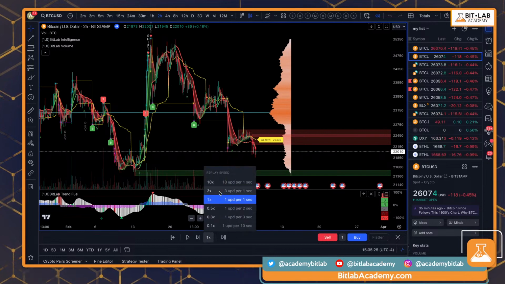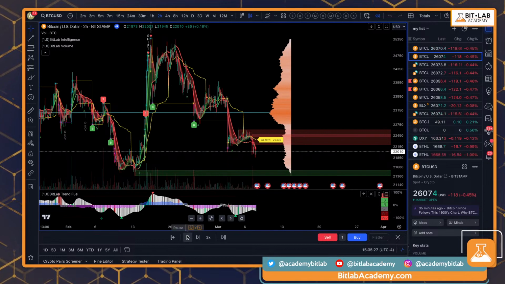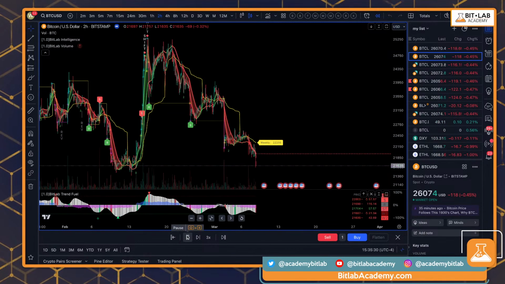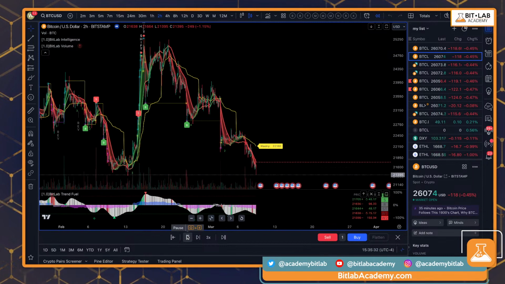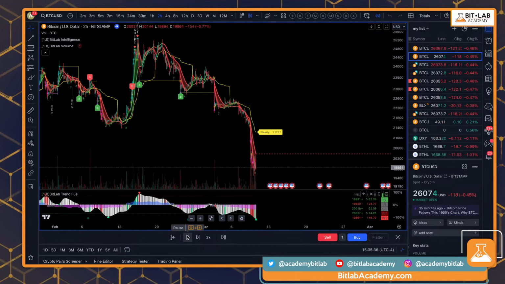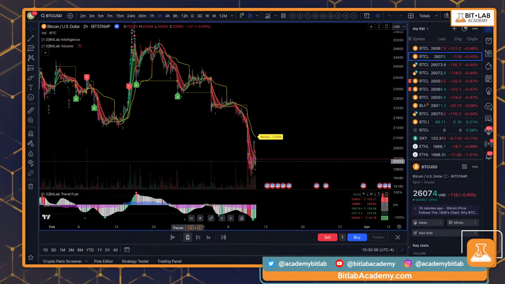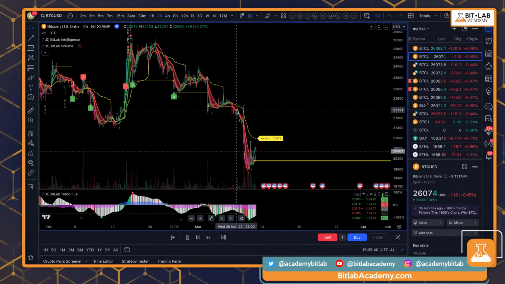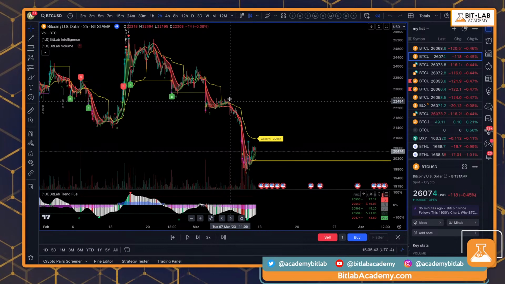I'm going to put this on 3x speed. There we go. Letting this play, we can see as this moves down. Did I put that in the right spot? Yeah, okay. So this is right where it was. So the momentum was coming down. I'm going to pause this. The momentum was coming down.